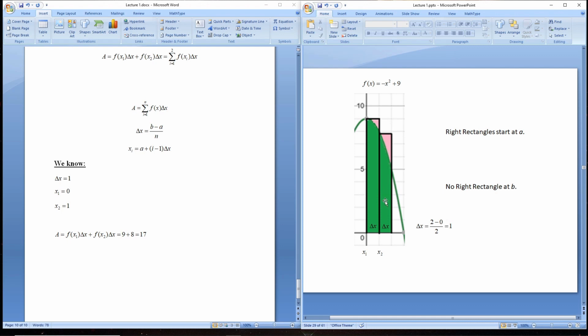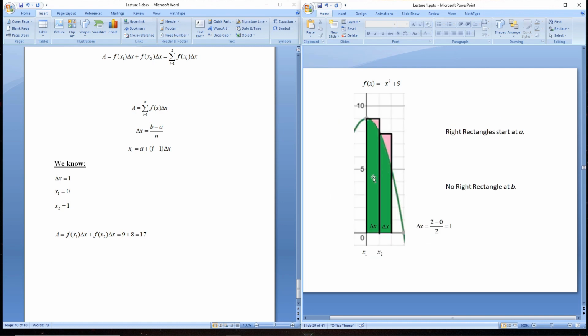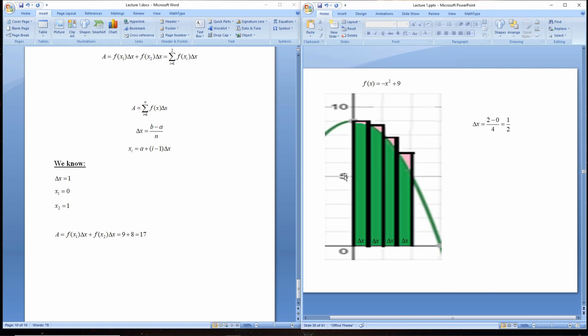So now that we've done 2 rectangles, let's beef it up a little bit. How about 4? Now I am zooming in on the graph here so that you can see it better, because I'm trying to squeeze more and more rectangles in here, which makes the picture tinier and tinier. So I'm going to zoom in on that. And you can see I now have 4 rectangles squeezed into this area between 0 and 2. And all of these rectangles have the same thickness of delta x. That's always going to be true for our rectangles.